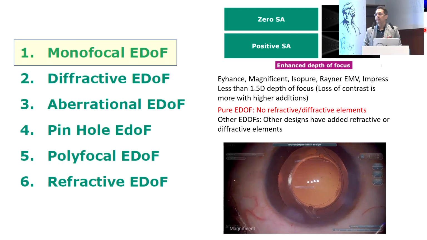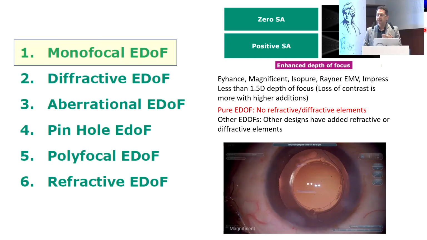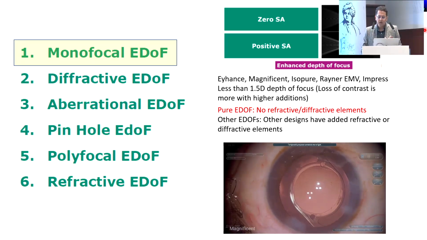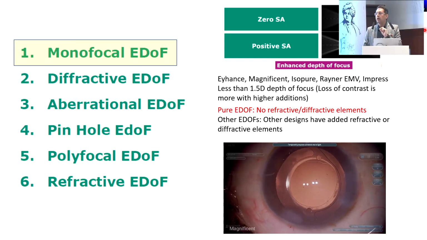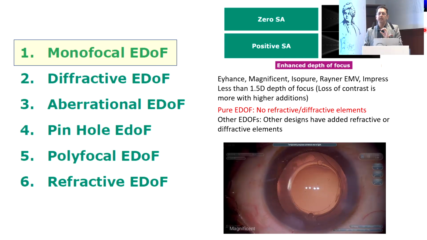So when we categorize the EDOFs, they are categorized into these 6 types. Okay. The first type is monofocal EDOF, and now this is where the confusion starts. Monofocal EDOF is actually the true EDOF. Okay, what do you mean by true EDOF? There is a single elongated focus only in this monofocal EDOF, which is based only on single spherical aberration. So we have highly spherically aberrated IOLs. The examples are Ihance, Magnificent, Isopure, Rainer EMP, and many more.